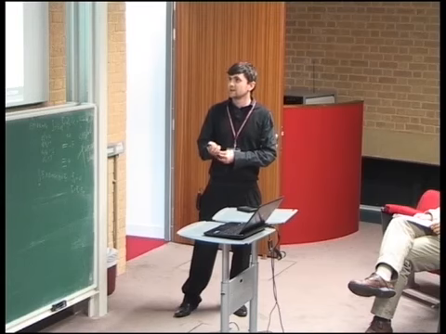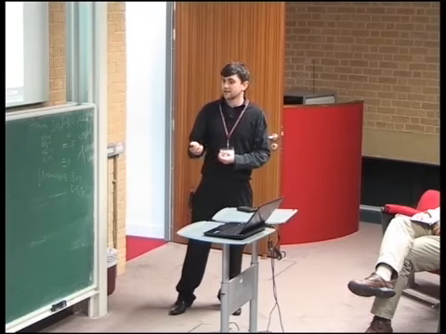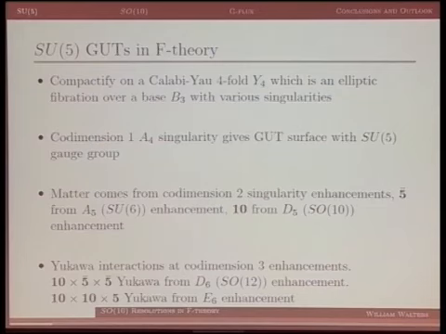Okay, so for SU5 in F-theory, do the usual thing: you combine a Calabi-Yau fourfold, which is an elliptic fibration over a base and has various singularities. In particular, for SU5, we're going to start with a codimension 1 singularity. That gives you your basic GUT surface, which has your SU5 gauge group. And for an SU5 GUT, we need two types of matter. You need your 10s and your 5s.